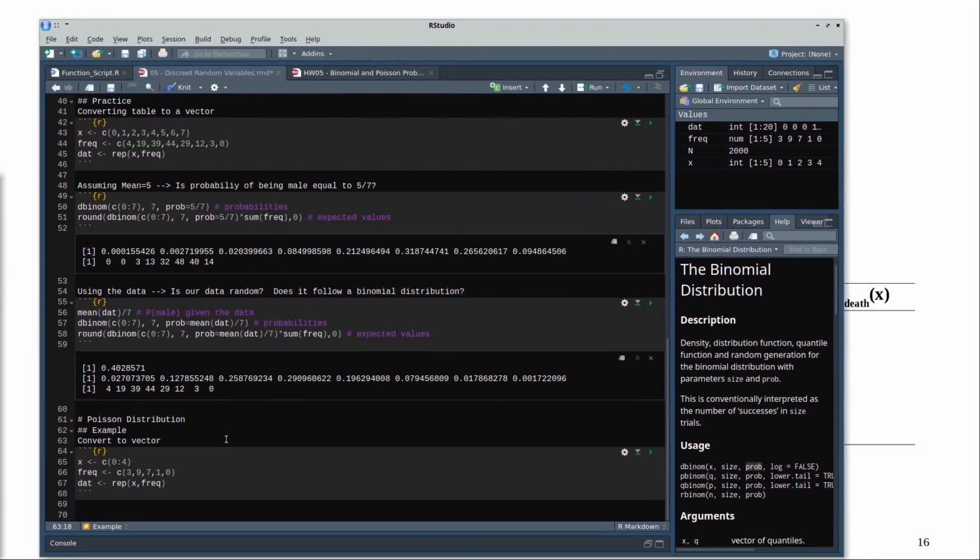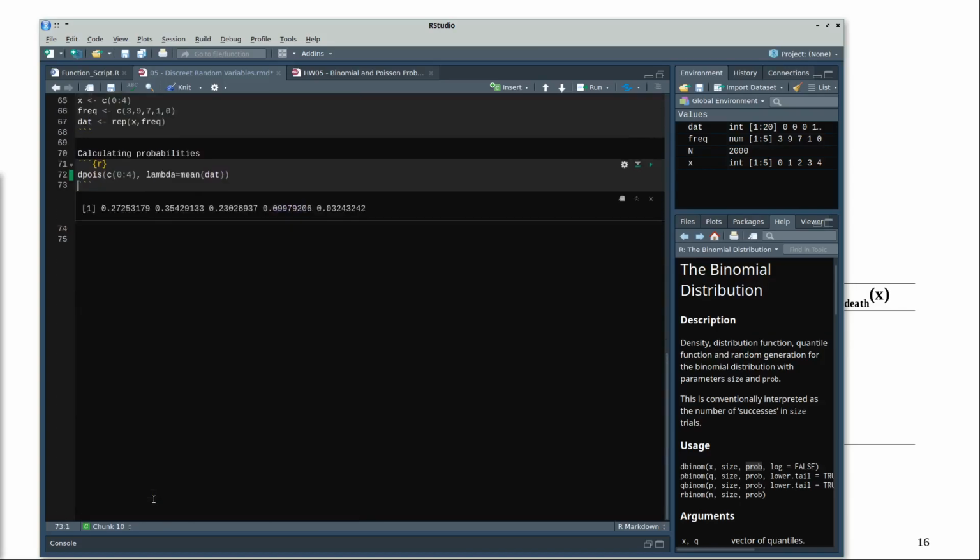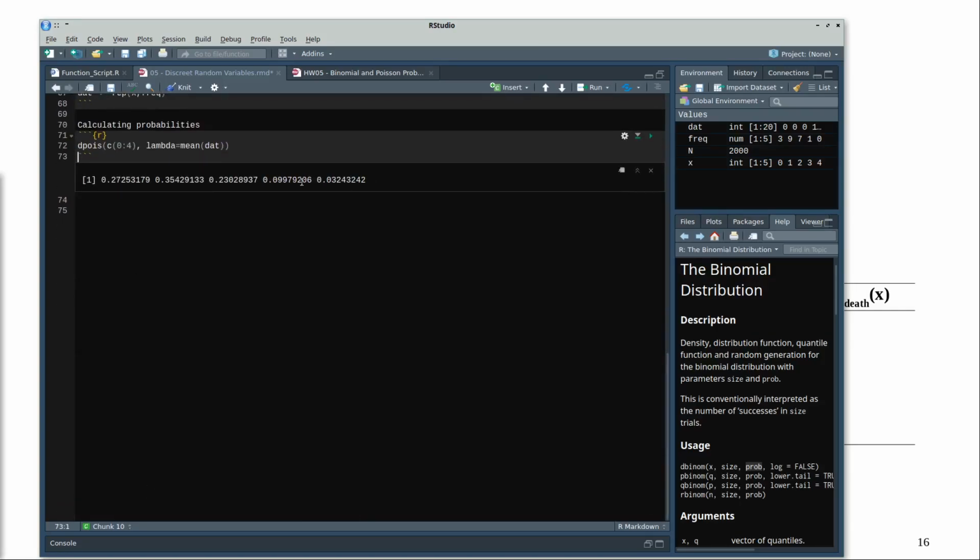Now I need to calculate probability. So calculating probabilities, we are using the dpois. We want 0 to 4, and we have to give it lambda. And lambda is the mean of our data vector. And when I run that, I get these numbers. These are the probabilities. The next step with these probabilities is to calculate the expected numbers.